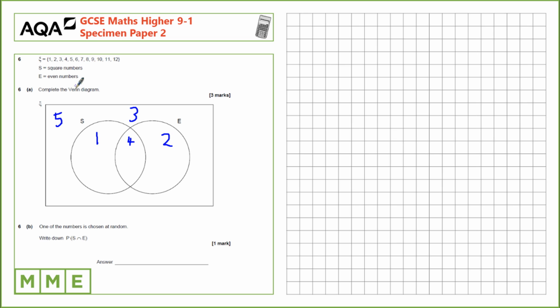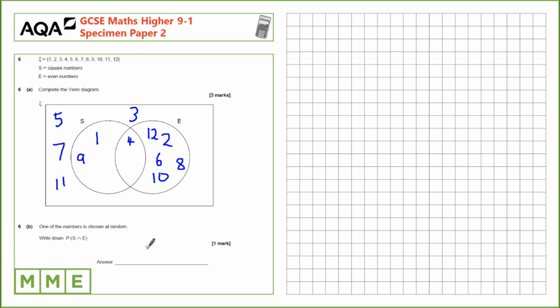5, that's odd. 6, that's even. 7, that's odd. 8 is even. 9 is odd and a square, so it's going to go here. 10 is even. 11 is odd and not a square. And 12 is even. So that's our completed Venn diagram.